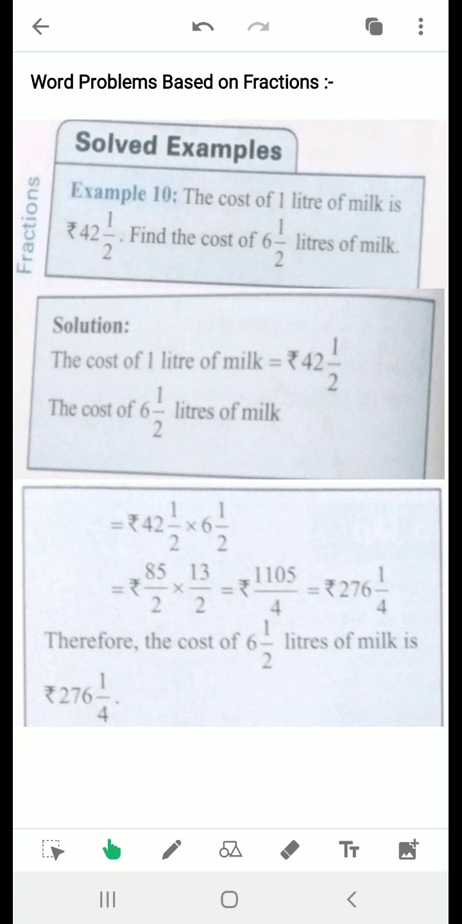Sorry, rupees 42 and half. The cost of 1 liter of milk is rupees 42 and half. Then find the cost of 6 and half liters of milk.